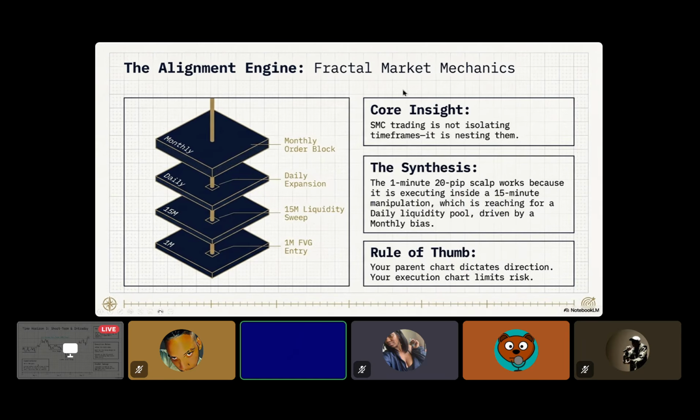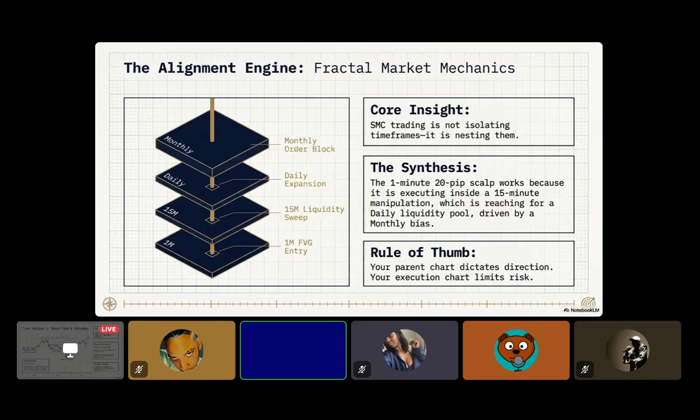Next is the alignment engine: fractal market mechanics. Everything is fractal. If you don't know what fractal means, it's like the law of correspondence, where you're able to find the same thing happening on smaller time frames or in other places it correlates or corresponds to. So smart money concepts trading is not isolating time frames, it is nesting them.